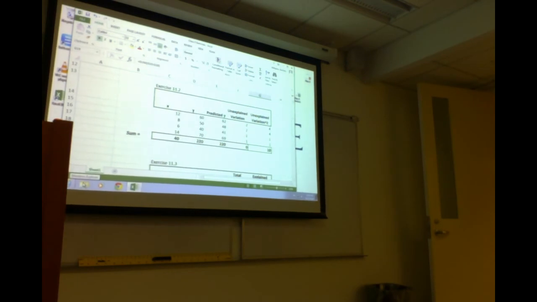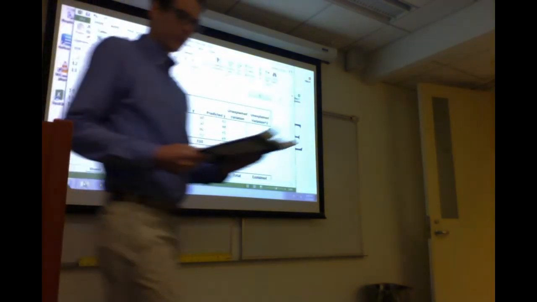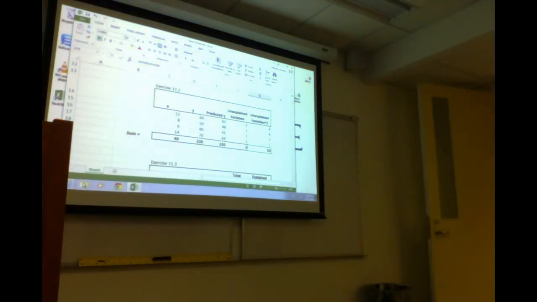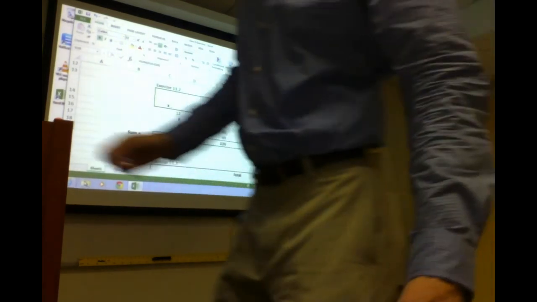All right, ready to move on? Let's do it. Let's move on to exercise 11.3 on page 407. All right, we're still using the risk tolerance example. And now we want to calculate the R squared and R values. So let's remind ourselves, what is R squared?